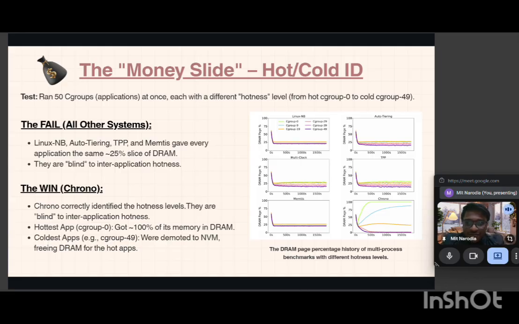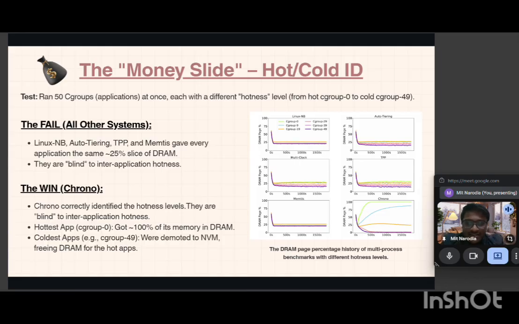What is the failure of the other systems? Look at the top graph. Every other system, like Linux, TPP, and Memtis, completely failed. They are blind. They can't see which app is hot and which app is cold. So they just gave every app the same 25% of the DRAM. This is not smart.